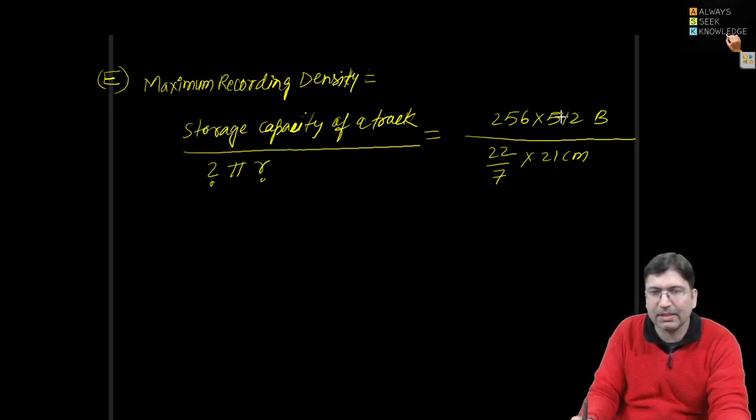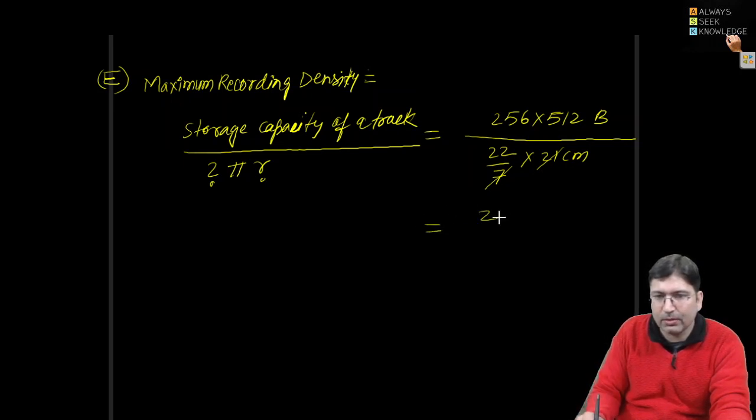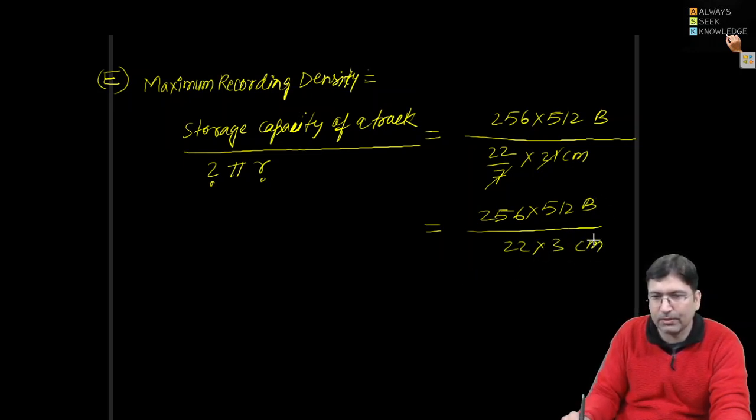Whether it is inner track or outer track, all the tracks are having same capacity, and that track is having this circumference. So you just cancel out this thing, you will get 256 multiplied by 512 bytes divided by 22 into 3. It is centimeter. So it will come like bytes per centimeter. The density will come like that.